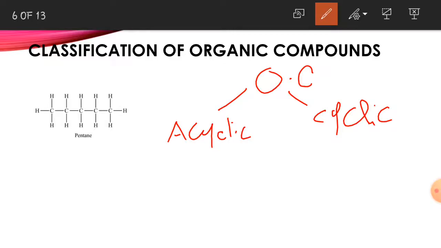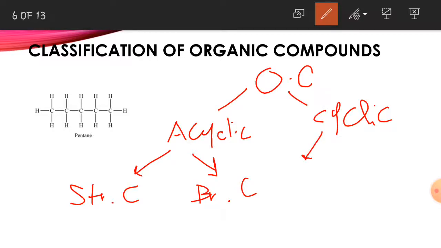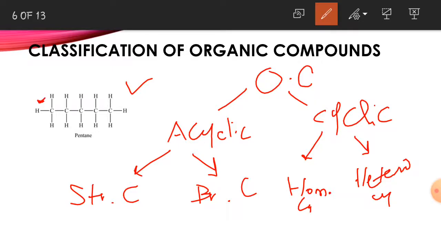Acyclic were further categorized into two subgroups: straight chain compounds and branch chain compounds, whereas the cyclic were further divided into two groups: homocyclic and heterocyclic. Now, if you look at the structure of pentane, you may see here that this is an acyclic compound, because these two terminal carbon atoms are not connected to each other. So it is an acyclic compound, and the subgroup to which it belongs is the straight chain hydrocarbon, because no other carbon atom is present on the sides of the chain. So pentane is a straight chain hydrocarbon.